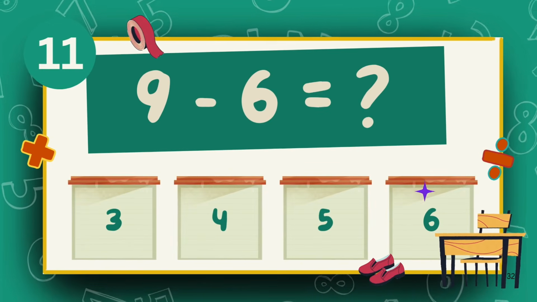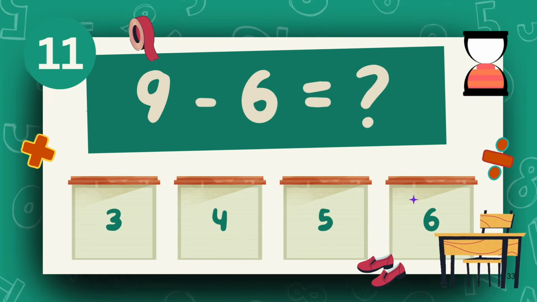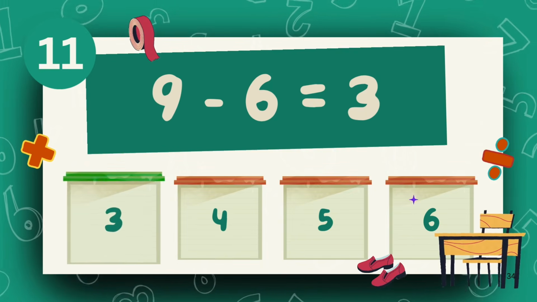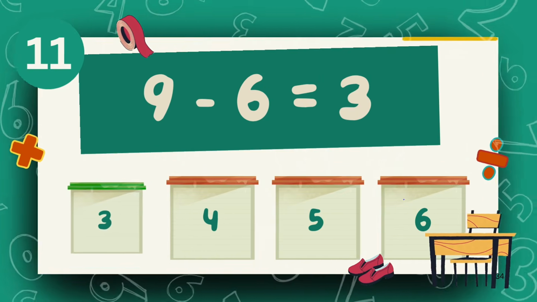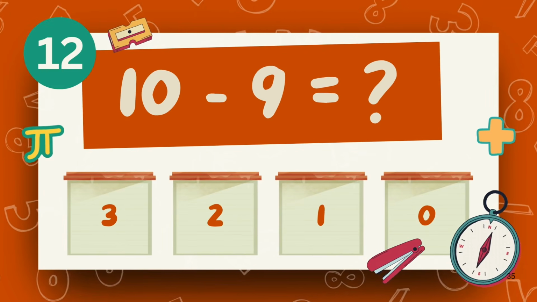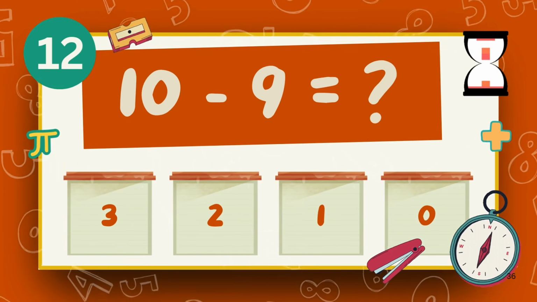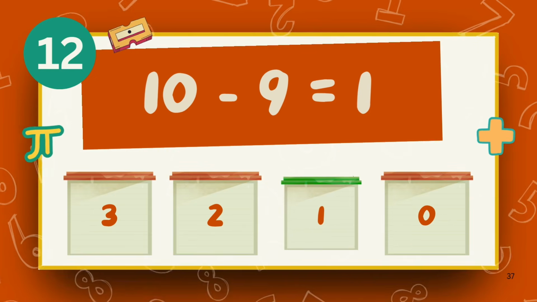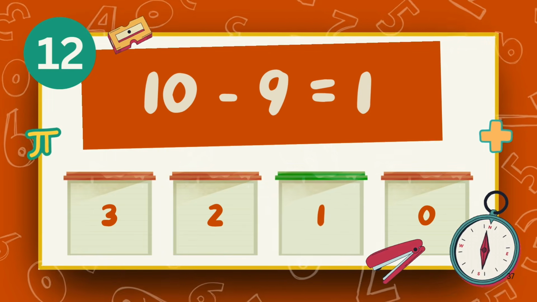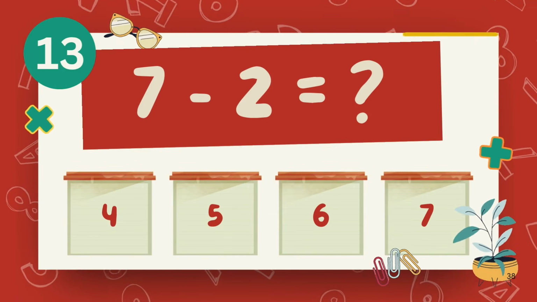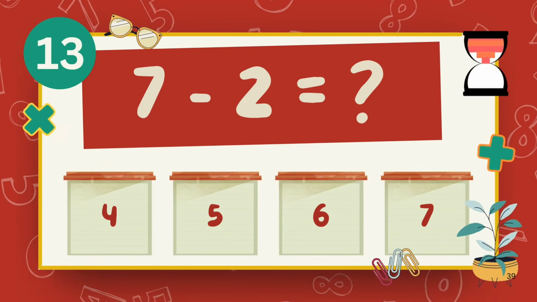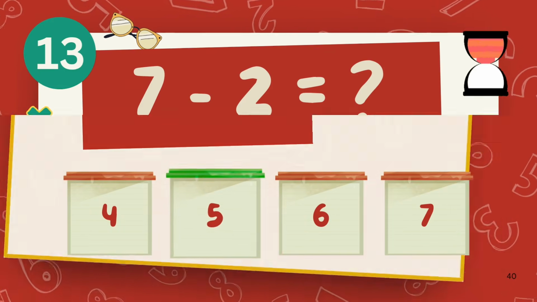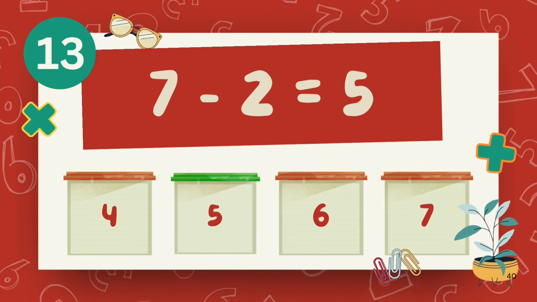What is 9 minus 6? The answer is 3. What is 10 minus 9? The answer is 1. What is 7 minus 2? The answer is 5.